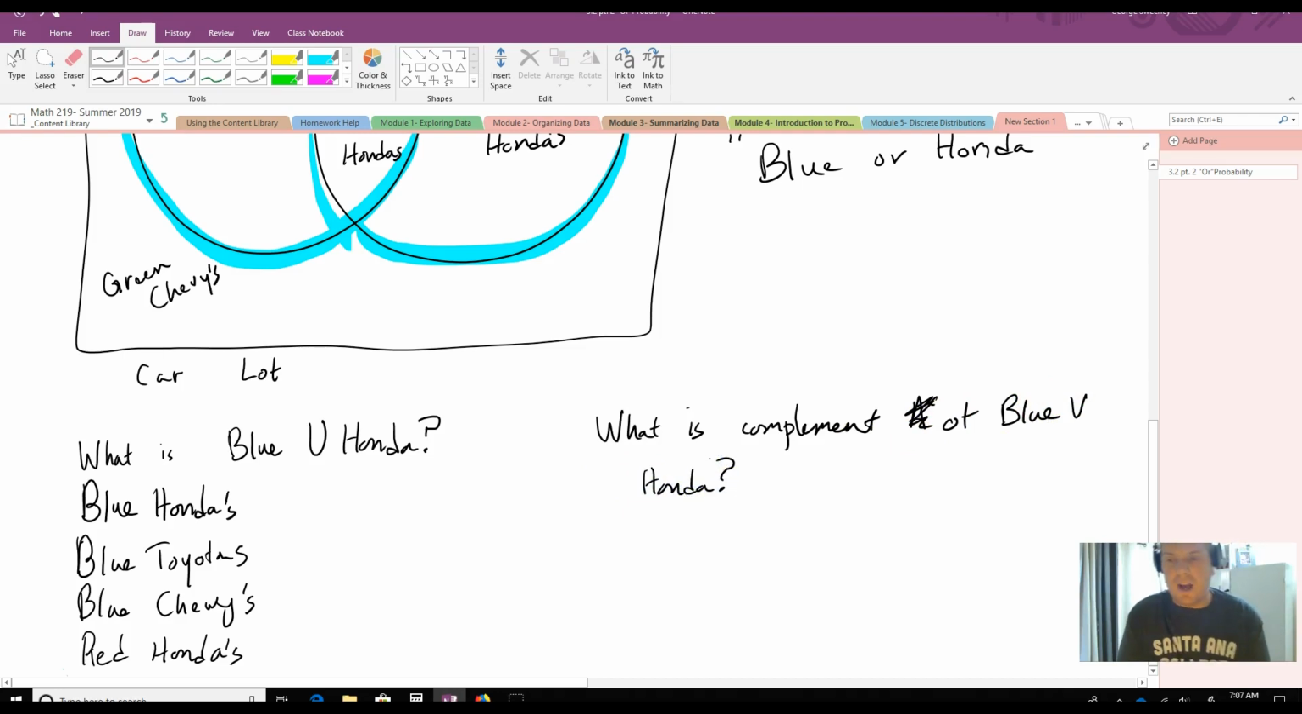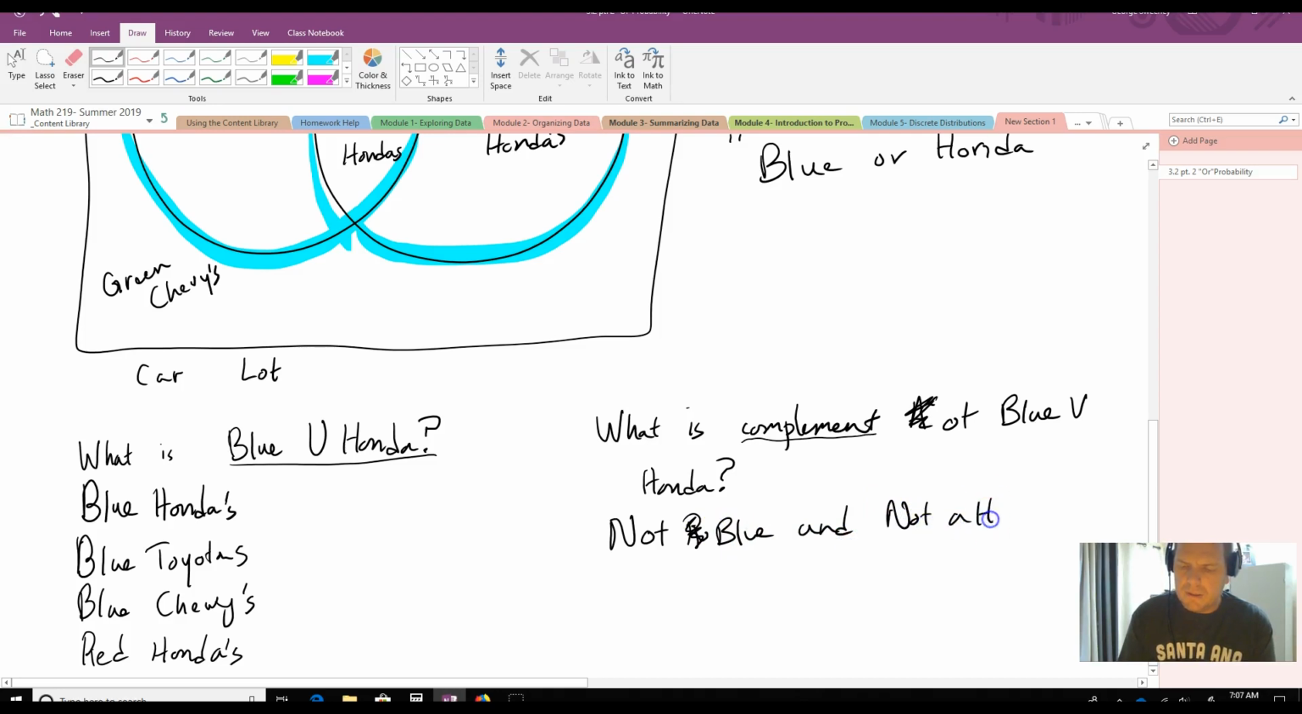It's everything that's not blue nor a Honda, so it can't be both, right? It's the intersection of actually its individual complements, and we won't get too much into that, but I just want you to kind of think about, we've got our union here, and then what's the complement of it, because it's a little bit tricky, right? Not blue, and not a Honda. That's actually what's inside of that complement.